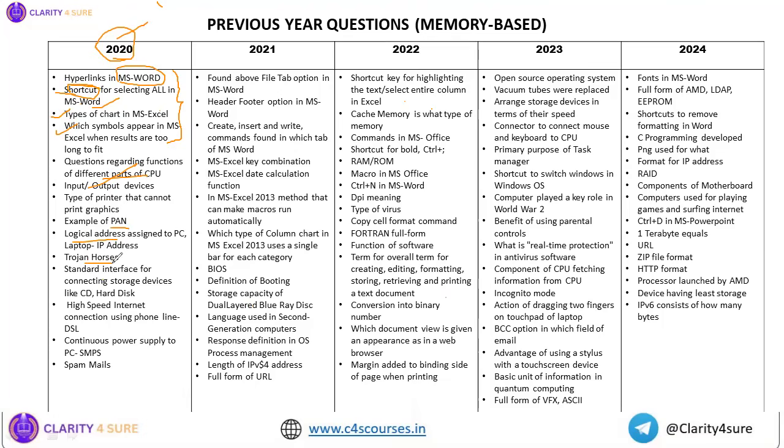Then Trojan horses, जो security part से आ रहा है. Then standard interface. Here you see I told you about that memory or storage related devices, वो सब questions जो पूछे जाते हैं. Then there was this high speed internet connection using phone lines, continuous power supply and spam mails. Okay. So here you see these many questions.